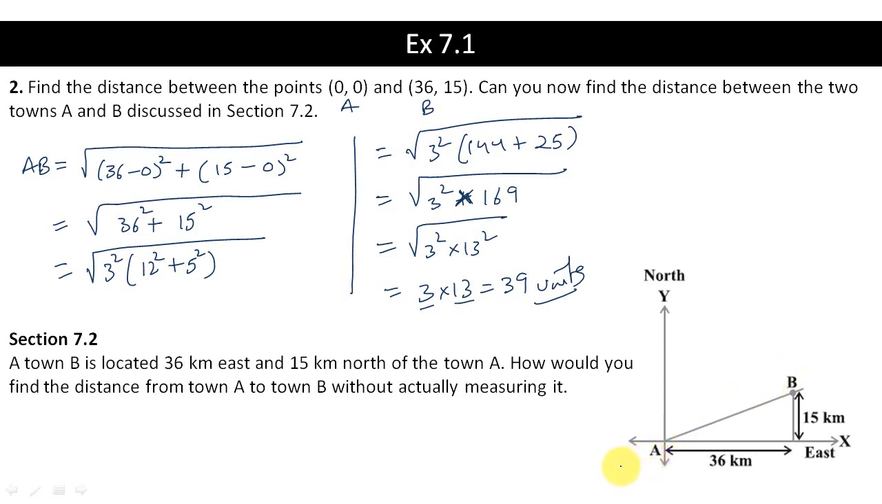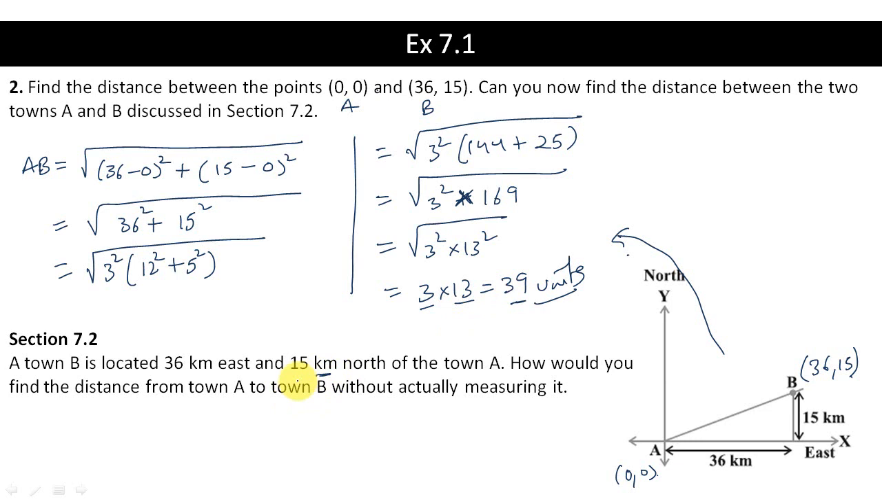So we have to find the distance between points A and B. If I consider the coordinates of point A as 0, 0, then the coordinates of B will be 36 on the x-axis and 15 on the y-axis. So the coordinates of point B is 36, 15. And this is what we have done here. We have found the distance between point A (0, 0) and B (36, 15). So if point B is 36 kilometer east and 15 kilometer north of A, then the distance between cities A and B will be 39 kilometer.